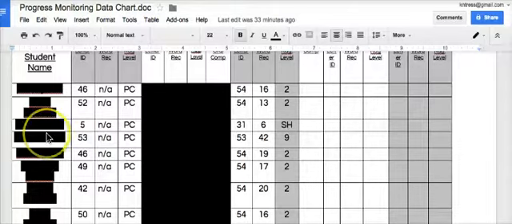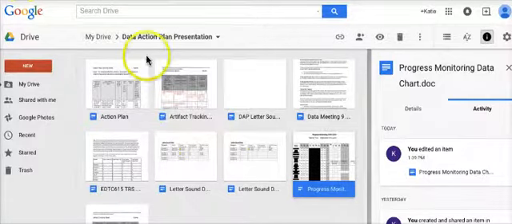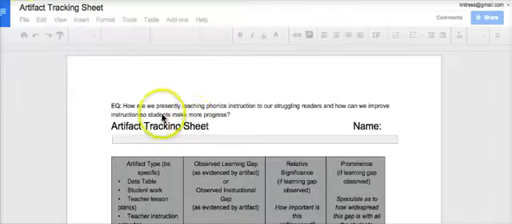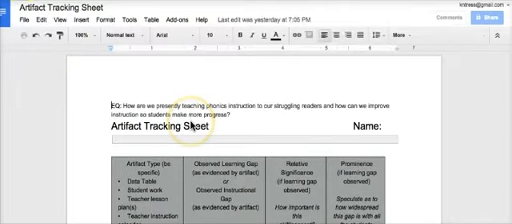So this process drove our exploratory question, which you'll see here on our artifact tracking sheet. And after several revisions, our exploratory question became, how are we presently teaching phonics instruction to our struggling readers, and how can we improve instruction so students make more progress?